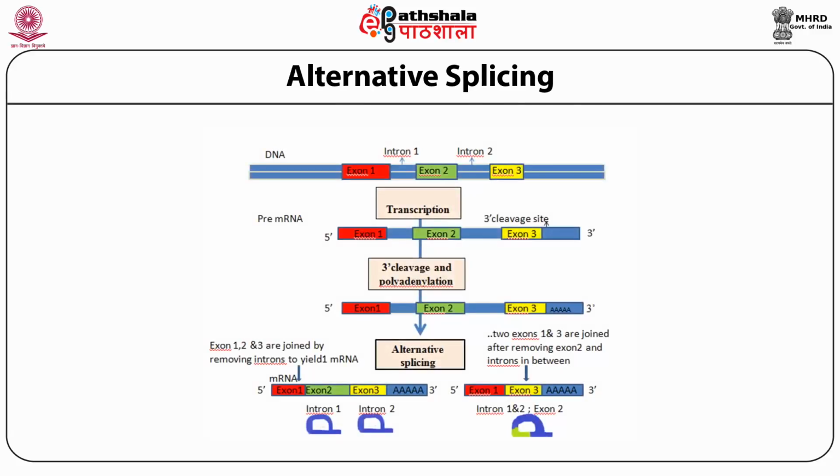Alternative splicing. The pre-mRNA exons are shuffled in different combinations to yield multiple mRNAs that are translated into different amino acid sequences and hence different proteins. By alternate splicing, exons 1, 2 and 3 are joined by removing introns to yield one mRNA. 2 exons, that is 1 and 3, are joined after removing exon 2 and the introns in between to give another mRNA molecule.